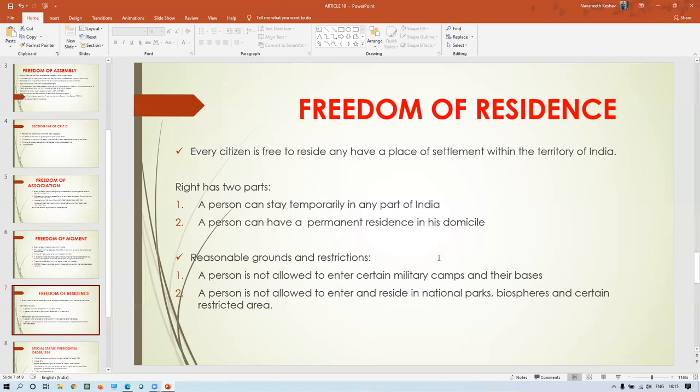So reasonable grounds and restrictions: a person is not allowed to enter certain military camps and their bases, as I told in freedom of movement also. The same thing applies here. A person is not allowed to enter and reside in national parks, biospheres, and certain restricted areas. You cannot just walk into a zoo and say that I'll stay here for the rest of my life, and this freedom is there for me. That cannot happen because you are causing a threat and imposing violence on society. You can stay in your home and bring peace to yourself and the society as well. You should not breach someone else's privacy. That is not a freedom. That is not lawful. And that is not discussed under Article 19.